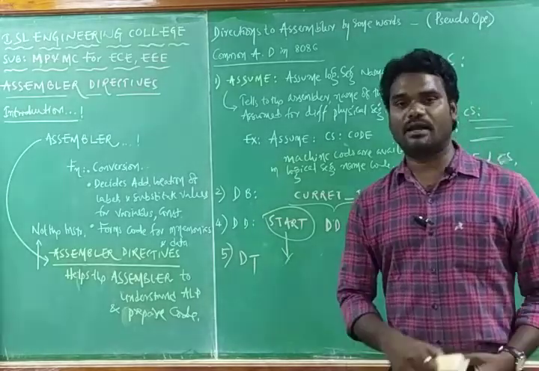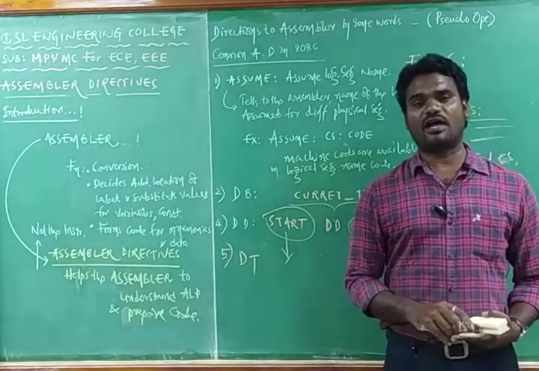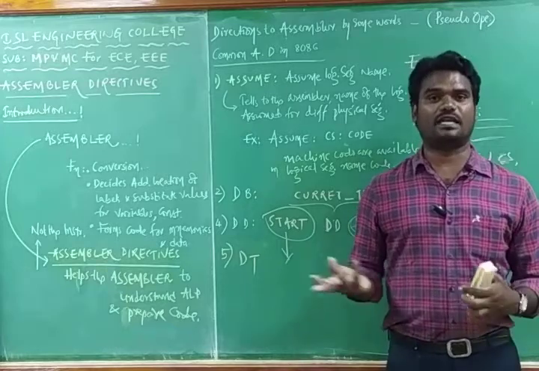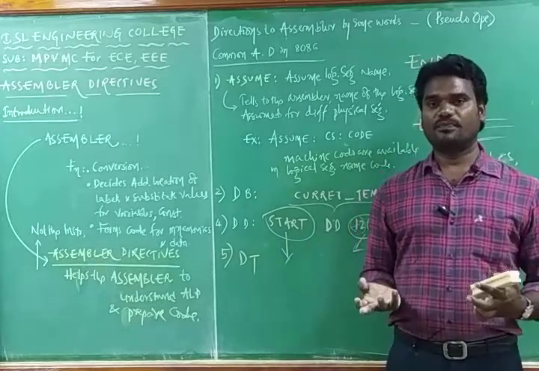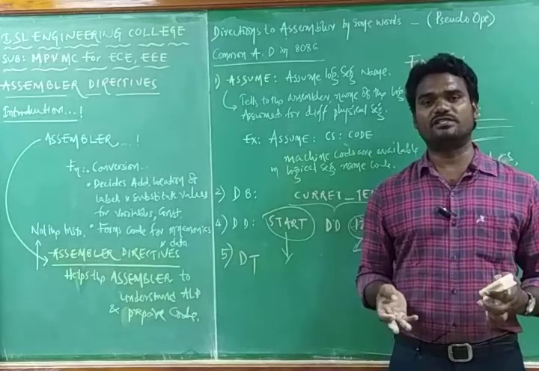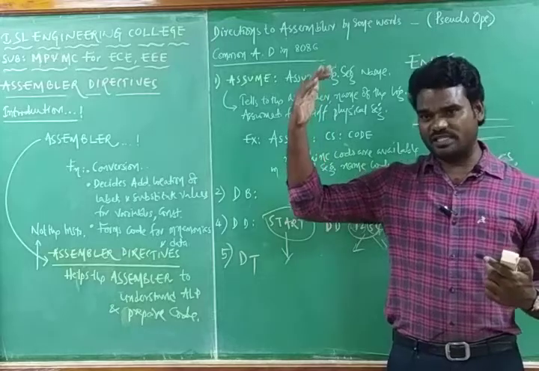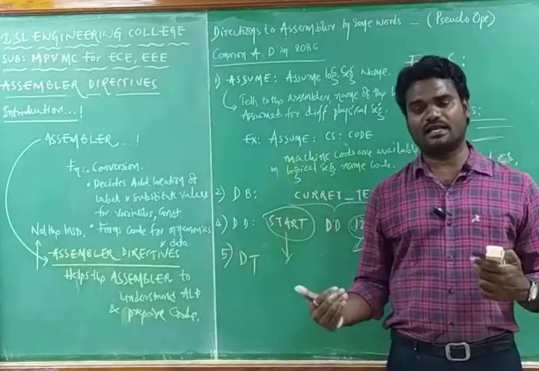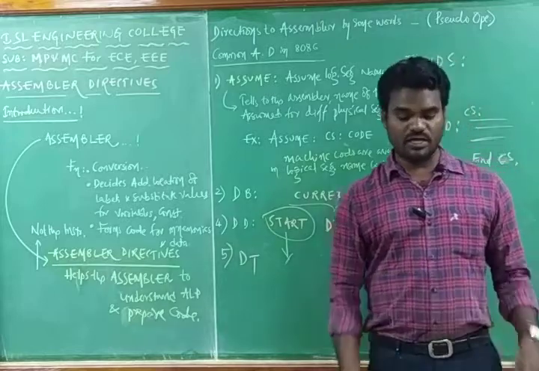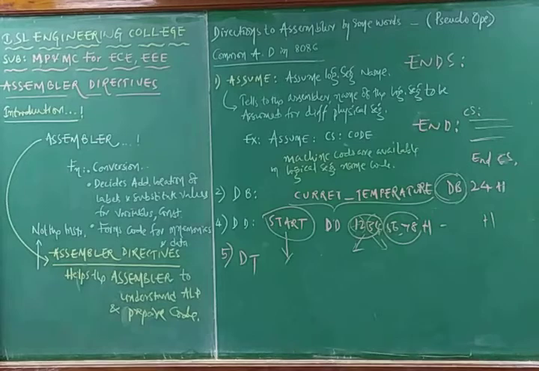From these assembler directives you may be asked a question such as: explain any 5 assembler directives of the 8086 microprocessor in detail for 10 marks. Otherwise, the specific assembler directives may be given in the question itself, and you should explain them for 10 marks. So it is a very very important topic from the examination point of view.